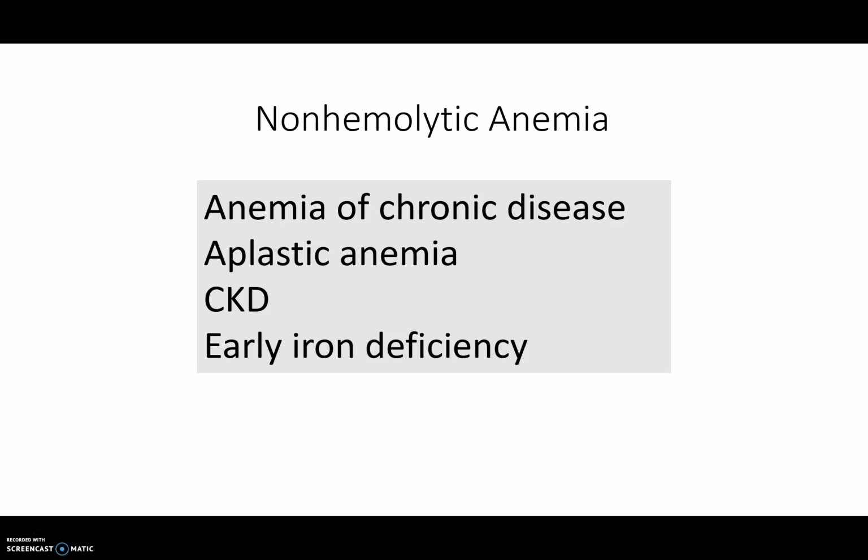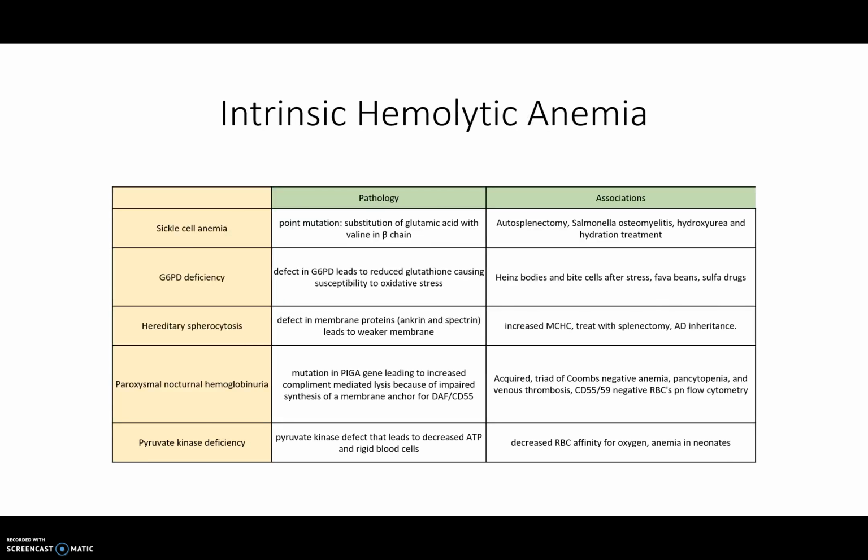Your non-hemolytic anemia examples, you can take a look at these here. Big one, anemia of chronic disease that we kind of talked about, and chronic kidney disease. You can also see an early iron deficiency as well.